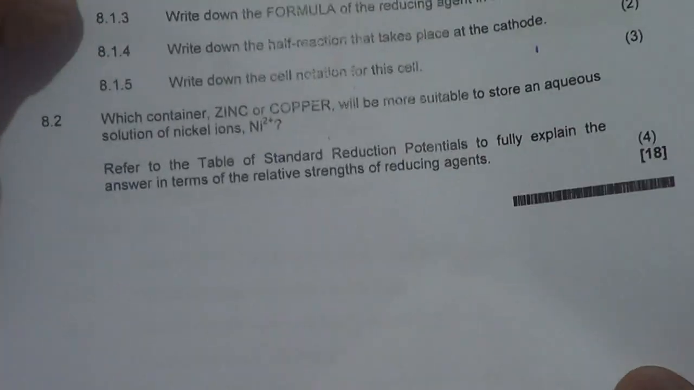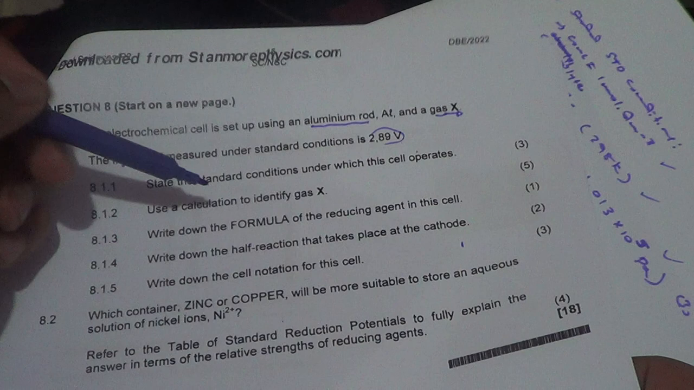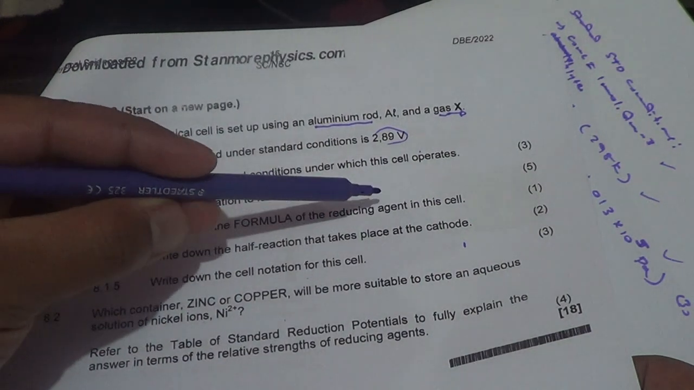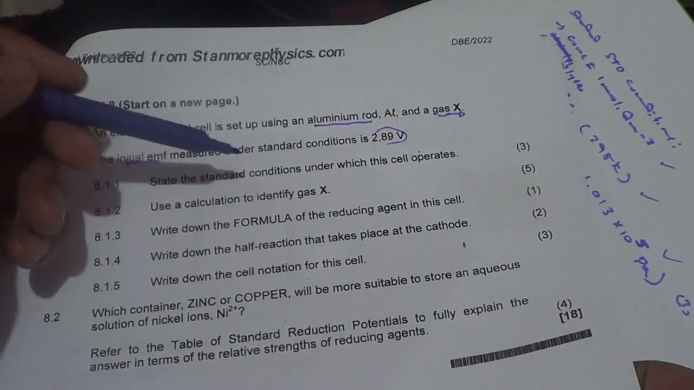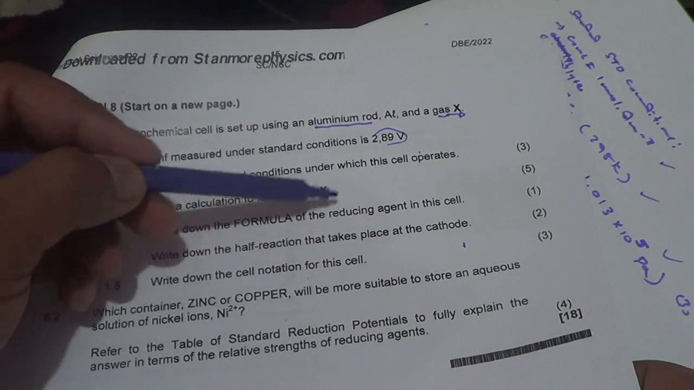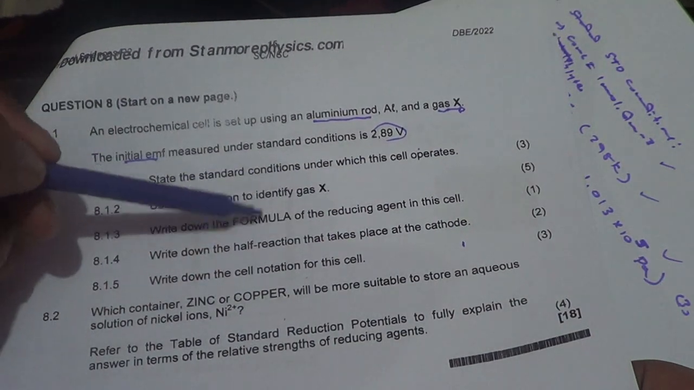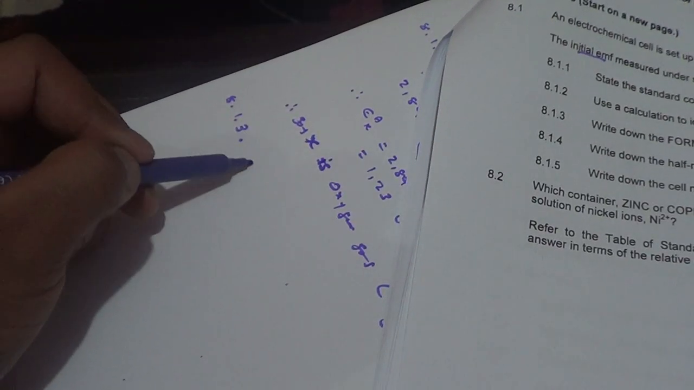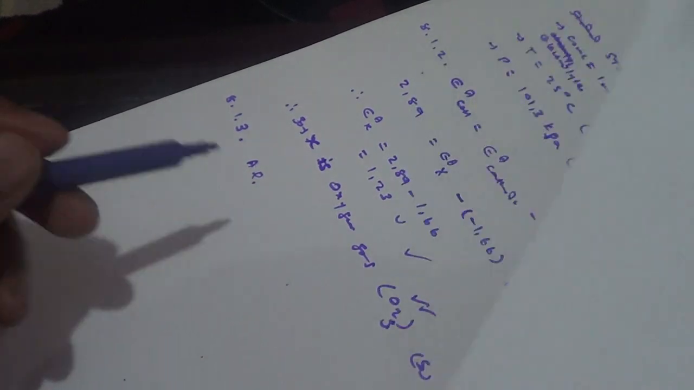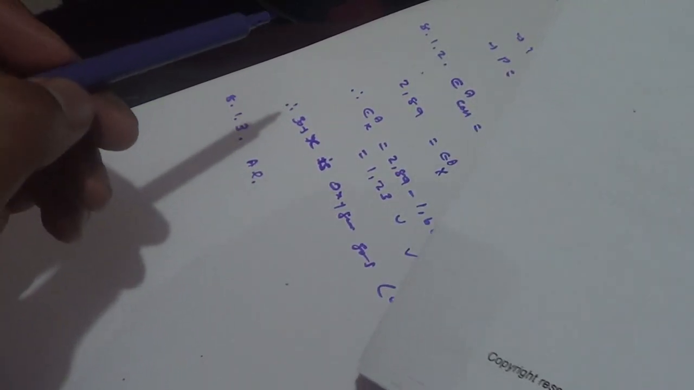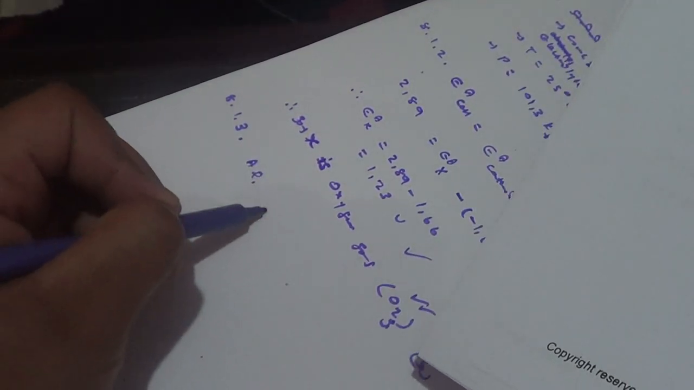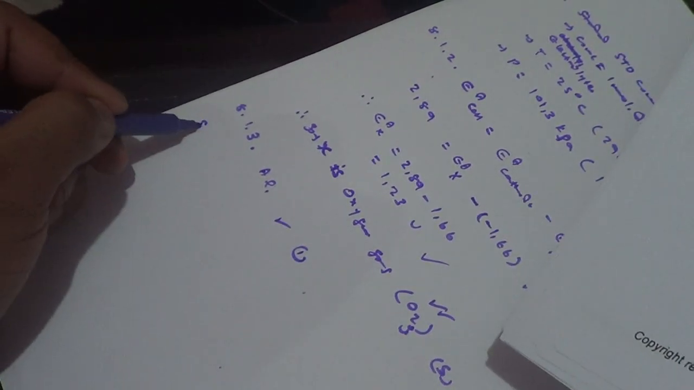8.1.3. What are we going to have there? They're saying write down the formula of the reducing agent in the cell. What is a reducing agent? It is the agent that is itself being oxidized. So they said write down the formula. The formula is aluminium, Al. Alright, so that is just 1 mark, no issues.